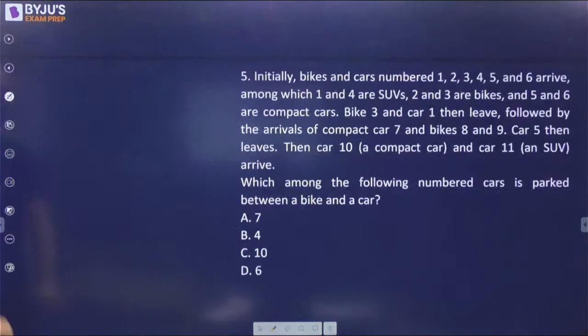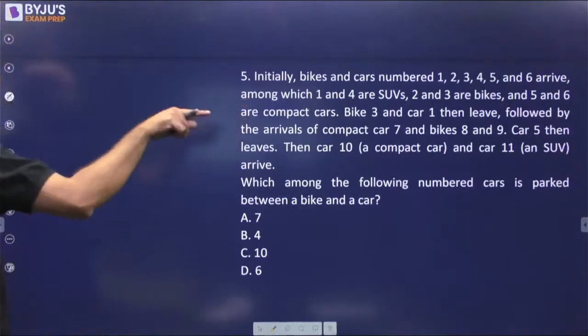So the first question is: initially bikes and cars numbered 1 to 6 arrive, among which 1 and 4 are SUVs, 2 and 3 are bikes, and 5 and 6 are compact cars. Bike 3 and car 1 leave. Followed by the arrivals of compact car 7 and bikes 8 and 9. Car 5 then leaves. Then car 10, a compact car, and car 11, an SUV, arrive. Which among the following cars is parked between a bike and a car?